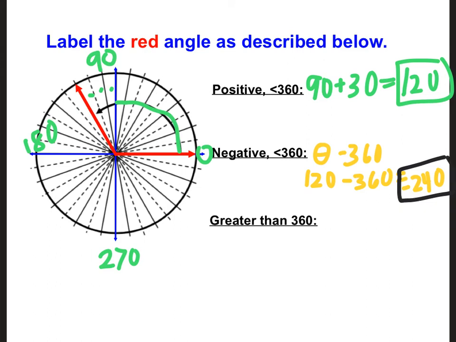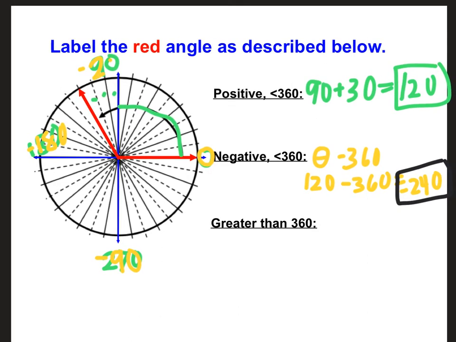You could also renumber your circle here, because I switched colors, I can't erase. You could have 0, negative 90, negative 180, and negative 270. And then you could count it the same way. So I go all the way to 180 to get to it, and then I go 180, 190, 200, 210, 220, 230, 240 to get to that final point. So either one works. Your answer should be negative.